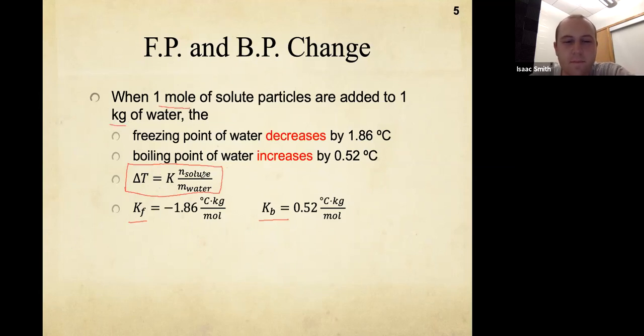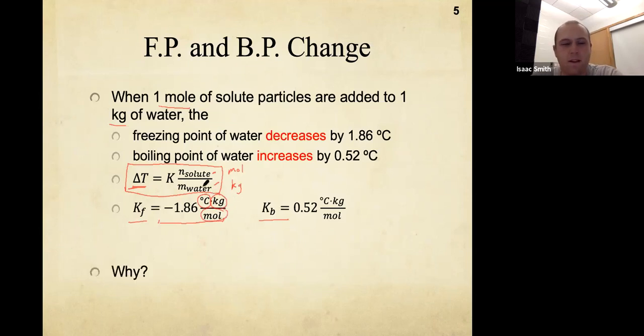Okay. So this equation allows you to figure out what's the change in temperature given any number of moles of solute and any mass of water that we're using. So the top number is going to be in terms of moles and the bottom is in terms of kilograms. The way to remember that is just to look at the constant itself, and you'll see that you're dealing with temperature in Celsius, mass in kilograms, and moles in moles.